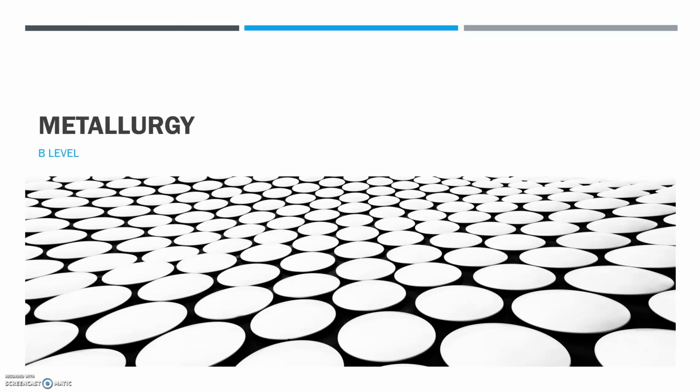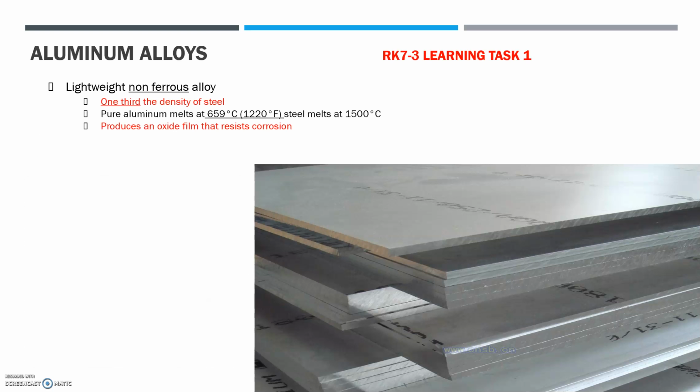Welcome back, everyone. This is the last PowerPoint for the RK7 Metallurgy module, and it covers aluminum. Third section, page 3. Aluminum is a lightweight, non-ferrous alloy. Non-ferrous meaning it does not contain any iron.